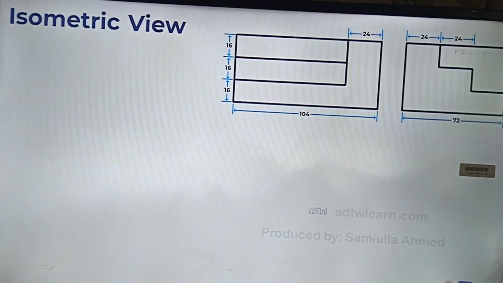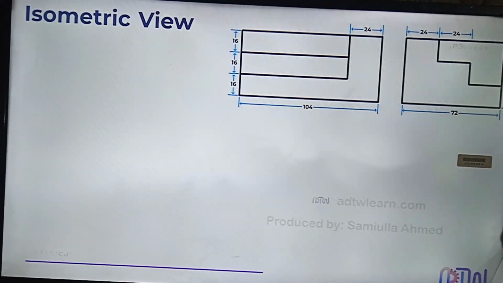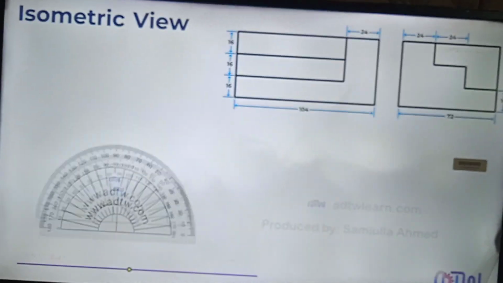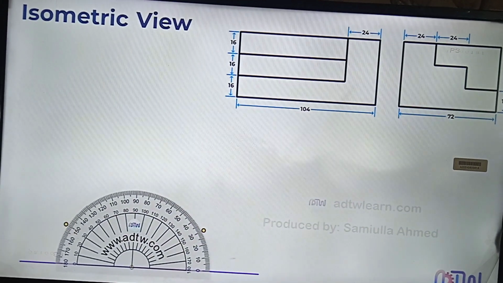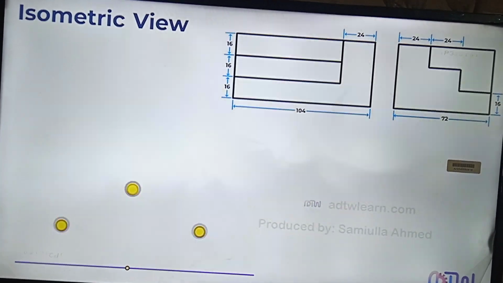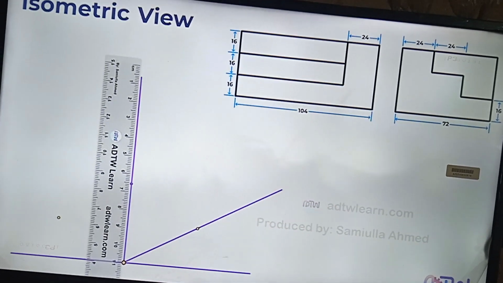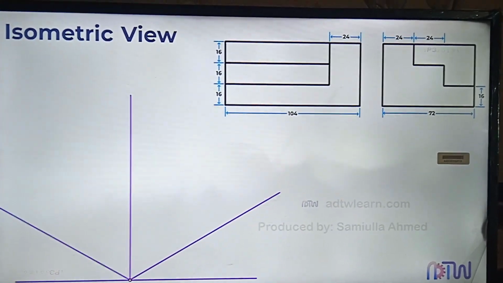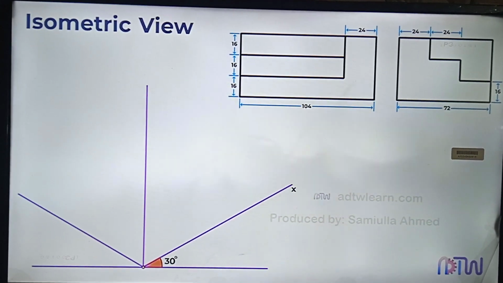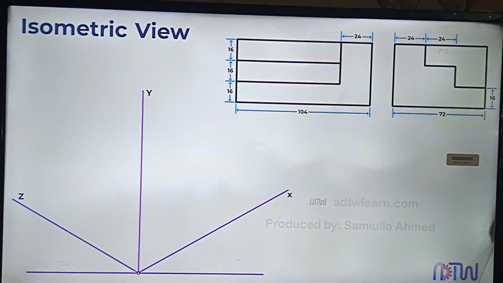To do this, take a ruler and draw a horizontal line. Then, mark a center point on this line. Next, take a protractor and mark 30 degrees on both sides of the center point, as well as 90 degrees. Draw lines passing through these points from the center point. The line passing through the 30-degree mark will be the x-axis. The line passing through the 90-degree mark will be the y-axis, and the remaining line will be the z-axis.